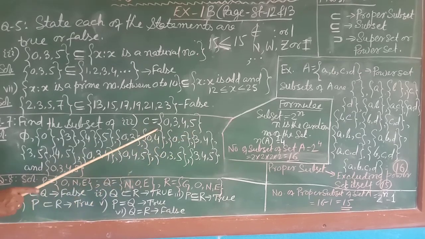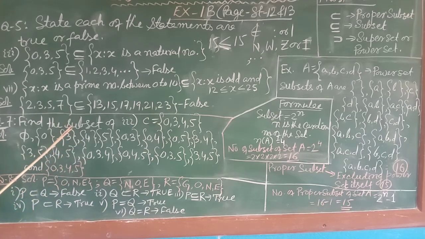Now the set itself is left, and the empty set you have also written down. When you include the set itself, it is a subset. If you do not include it, it is a proper subset. Had it been asked to find the proper subsets, then this set could not have been included.